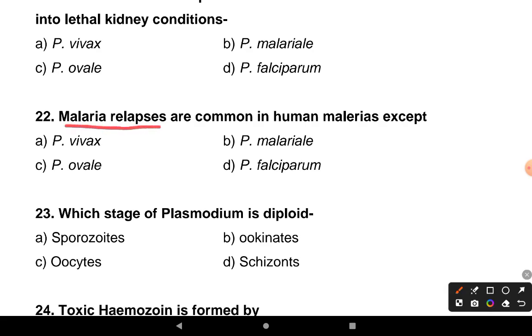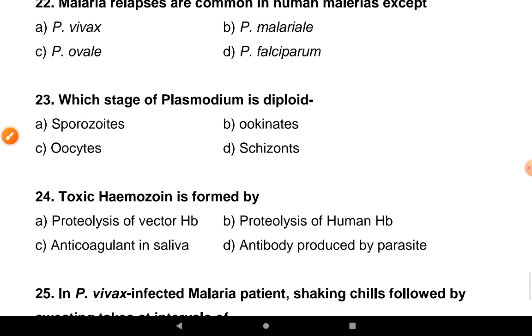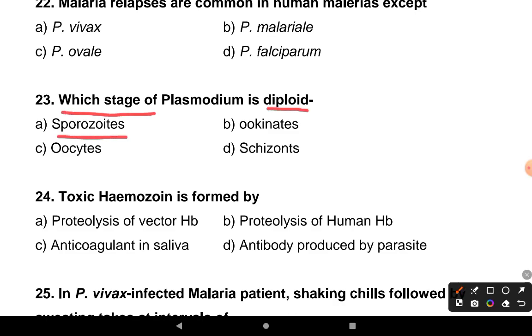Our next question is: malaria relapses are common in human malarias except Plasmodium vivax, Plasmodium malariae, Plasmodium ovale, Plasmodium falciparum. Our correct answer is option C. Relapses are not common in Plasmodium ovale. Our next question is: which stage of Plasmodium is diploid? Sporozoite, ookinetes, oocysts, schizont. Our correct answer is option B.